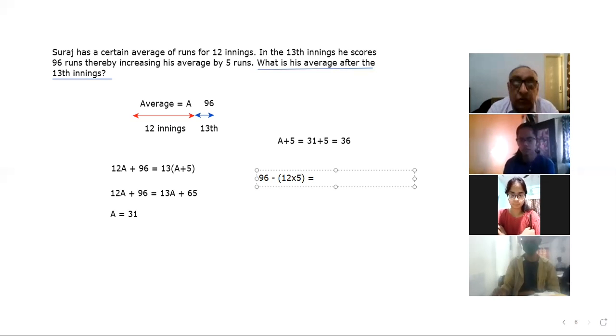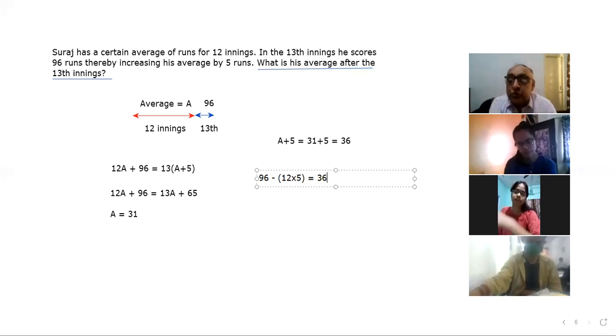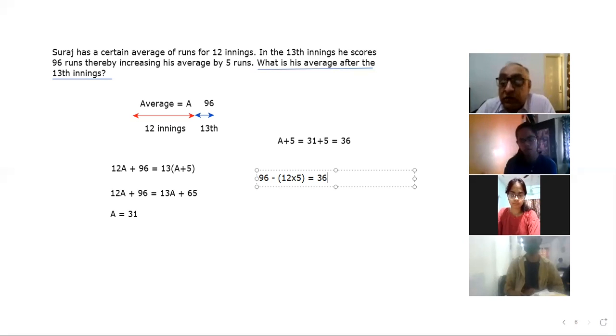And now the average becomes 36. 60 runs have been contributed to the previous innings to increase their average by 5 per inning. So 5 per inning means 60 runs have been contributed just to increase the average of the previous innings, and the remaining is 36, which is equal to the new average. Very simple.